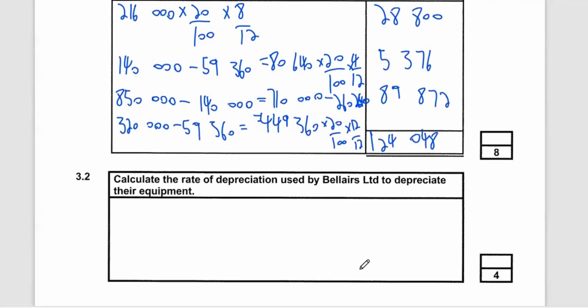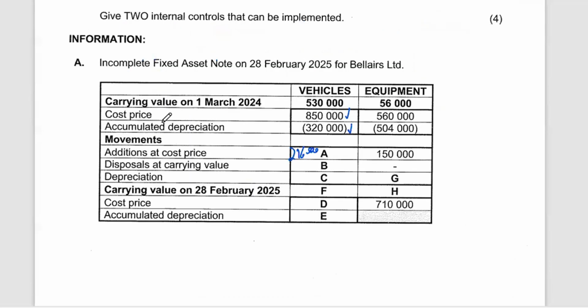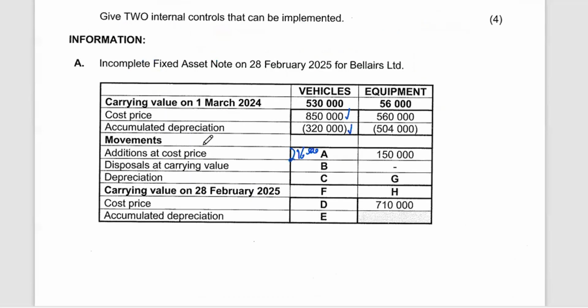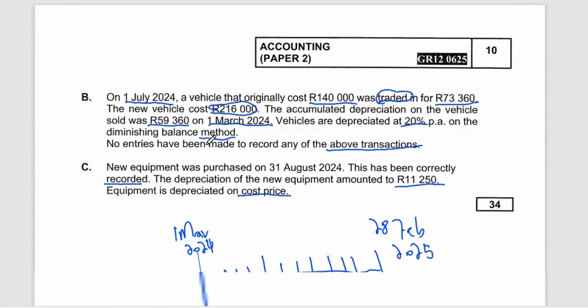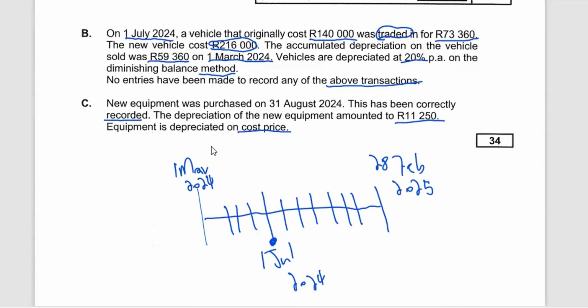3.2, we are required to calculate the rate of depreciation used by Bellias Ltd to depreciate their equipment. So let's go to information given about the depreciation. So the depreciation given on the new equipment is 11,250. So now, when was this new equipment bought? It was purchased 31st August 2024.